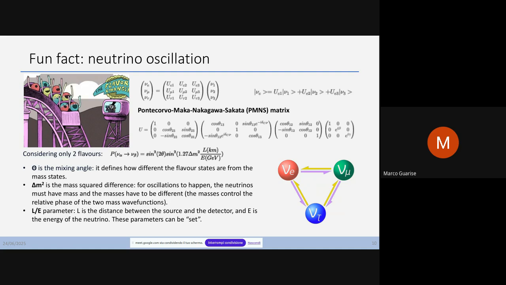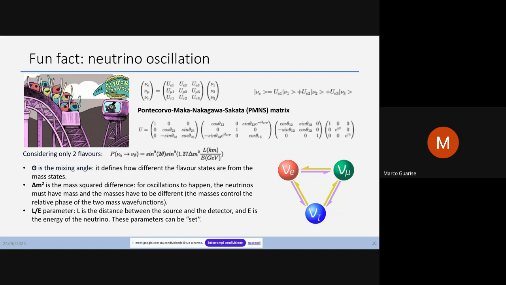And this means that if you have a neutrino here and you know that it is an electron neutrino, and you measure again after a certain distance, this neutrino can be a neutrino with another flavor. So, for example, a muon neutrino. And this is the so-called neutrino oscillation.